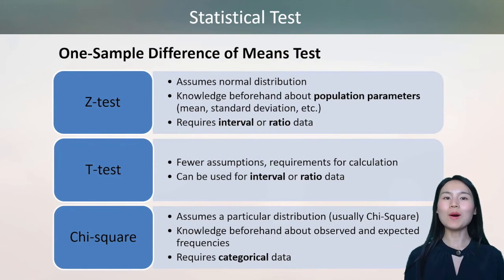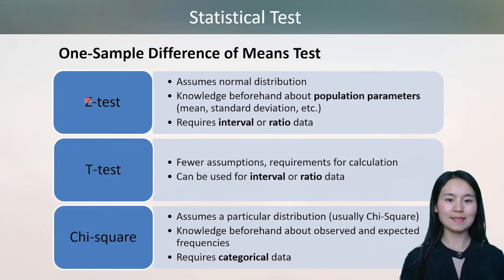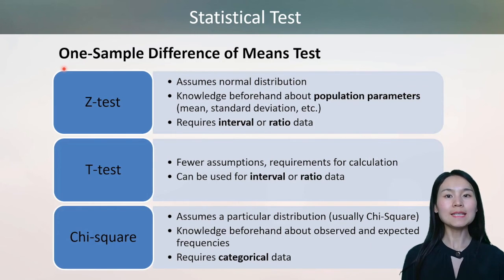We will focus on the one sample difference of mean test. Here, the parameter we are evaluating is the mean. Under different conditions, we choose different statistical tests. If we know that our population is a normal distribution, and we have prior knowledge about the population parameters such as mean and standard deviation, and the level of measurement is either interval or ratio, we can use the z-test. However, if we don't know whether the data distribution is normal, or we don't know the population standard deviation, then we will opt for the t-test.